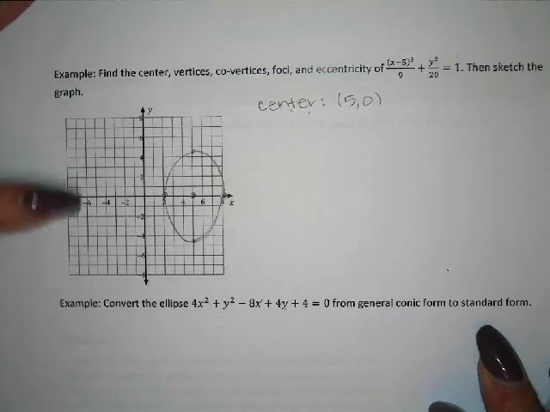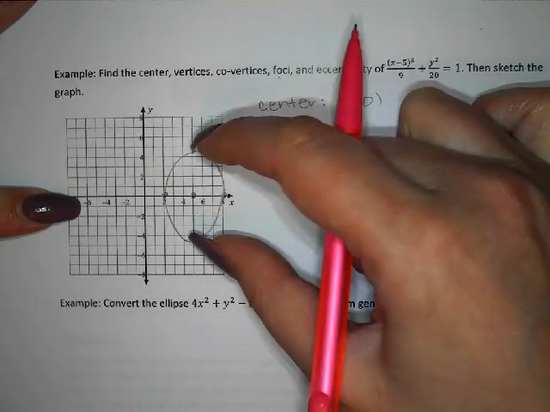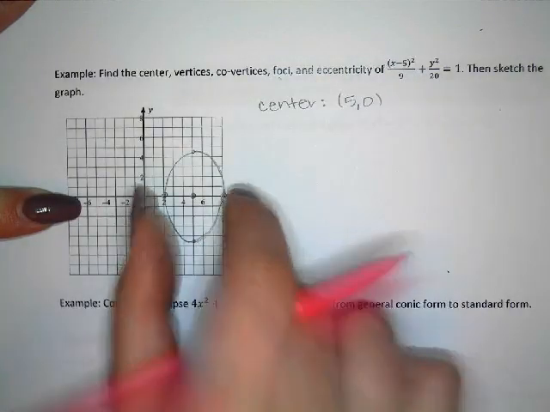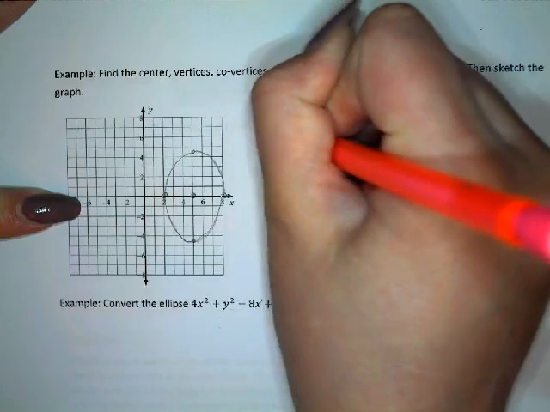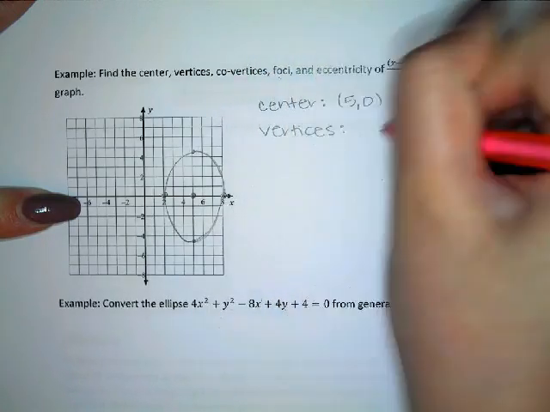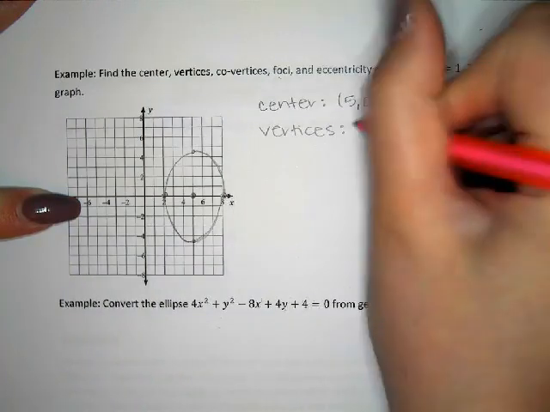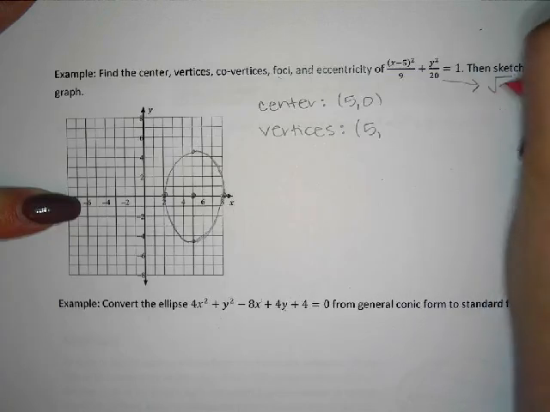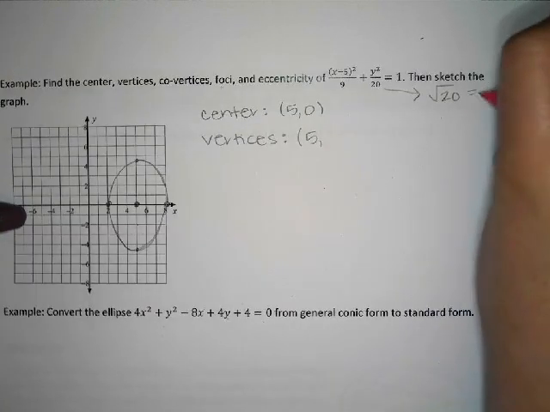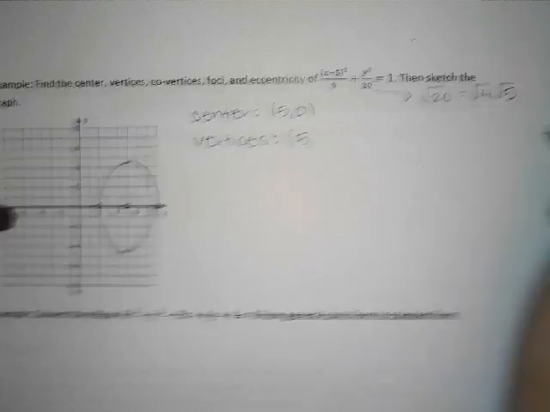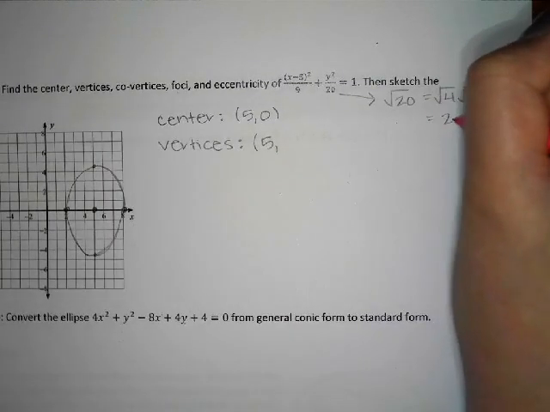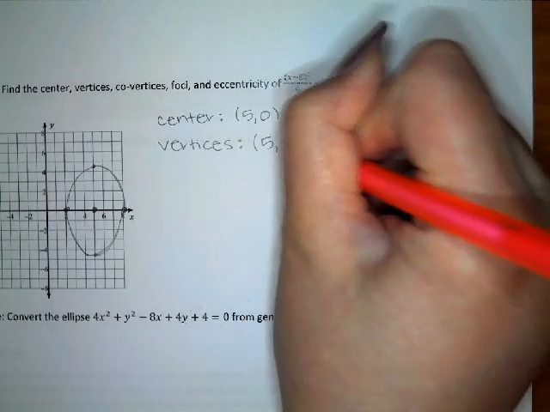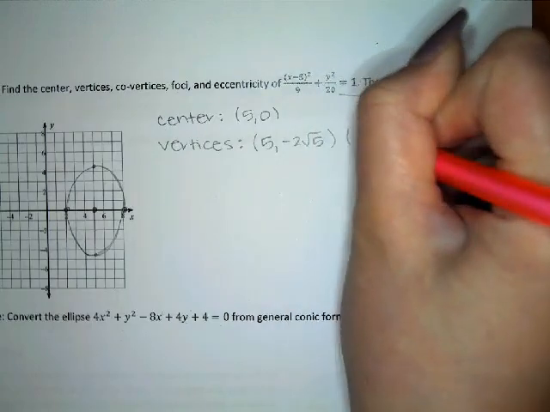Okay, so the vertices would go up and down because 4.5 is bigger than 3. So vertices go up and down, co-vertices go left and right. And we're going up and down the square root of 20, and I'm going to go ahead and write that in exact numbers. So square root of 20 is the square root of 4 times the square root of 5, which is 2 times the square root of 5. And so up and down would be negative 2 square root 5, positive 2 square root 5.